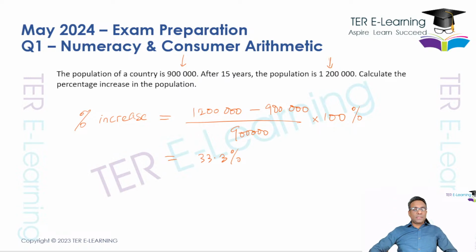Alright guys, like I said, question 1 in your exam is going to have questions involving fractions or decimals. You may have significant figures, decimal places, standard form. You may also get some questions involving wages and depreciation. Anything consumer arithmetic related will be found in this particular question. That's typically how the format of your exam is.